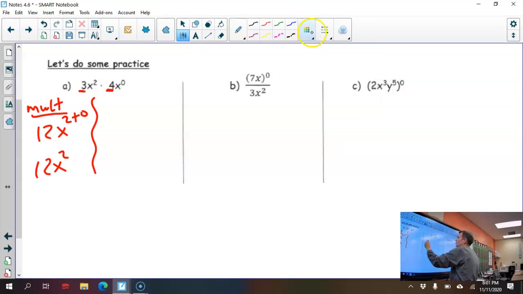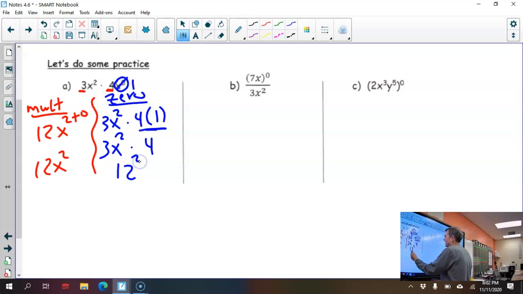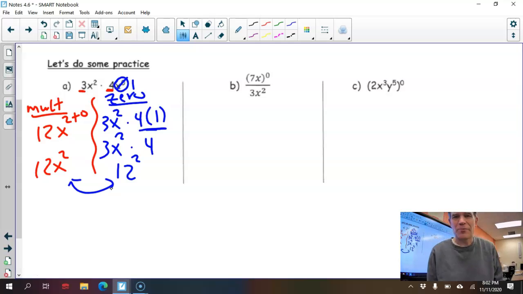Or, what if I use the 0 rule? All right, then this would be 3x squared times 4, but this x to the 0 is equal to 1. So instead of 4 times x to the 0, it's 4 times 1. And that means this is 3x squared times 4, because 4 times 1 is 4. And 3x squared times 4 is 12x squared. It doesn't matter which way you do it, as long as you follow the properties, same answer.